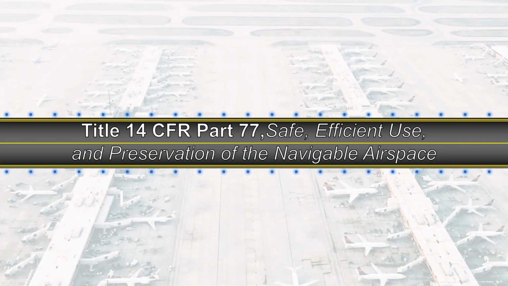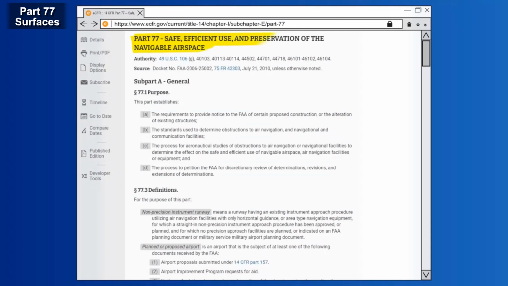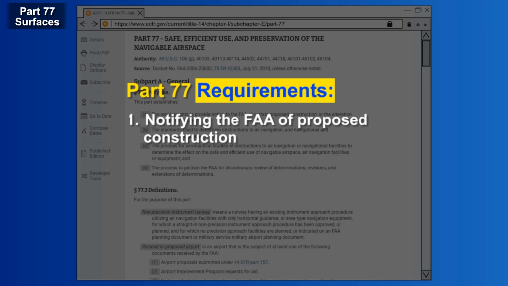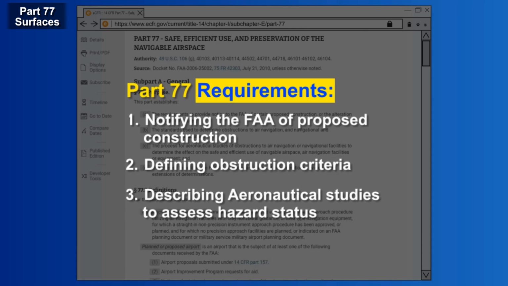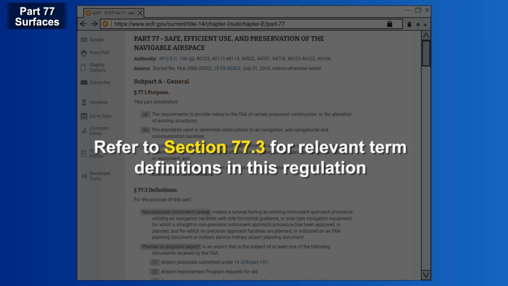Part 77, Surfaces. Part 77 is a federal regulation governing airspace protection. It sets forth the requirements for 1. Notifying the FAA of proposed construction. 2. Defining obstruction criteria. 3. Describing aeronautical studies to assess hazard status. See Section 77.3 in Part 77 for definitions of terms that relate to this regulation.